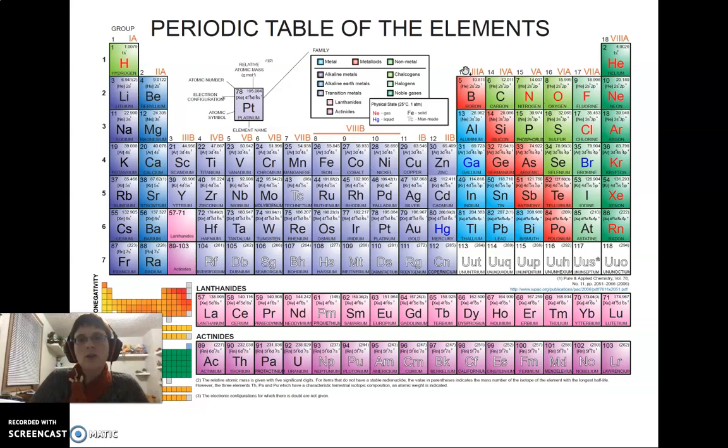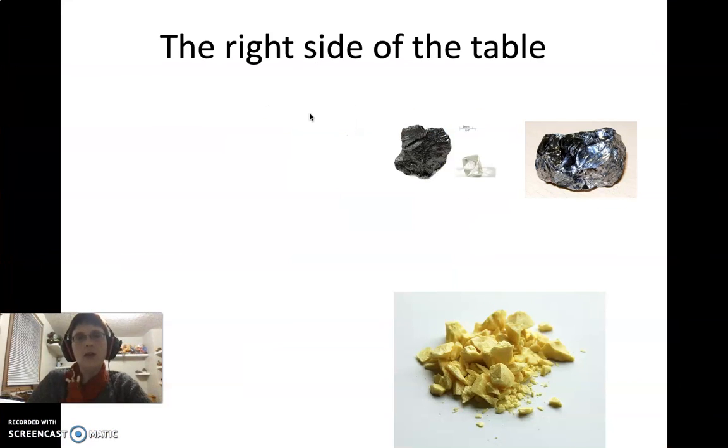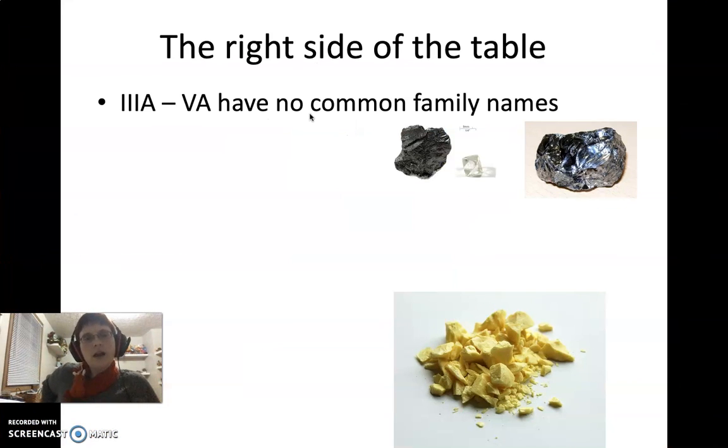So we've now made it over to the right-hand side of the table, so we're going to pick up with 3A. So on the right-hand side of the table, I mentioned that the first couple of families on that side of the table have no common family names. So the only thing I'm going to point out here are some of the ones that you're familiar with.